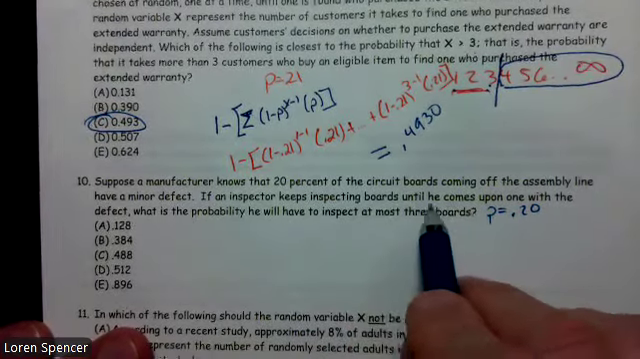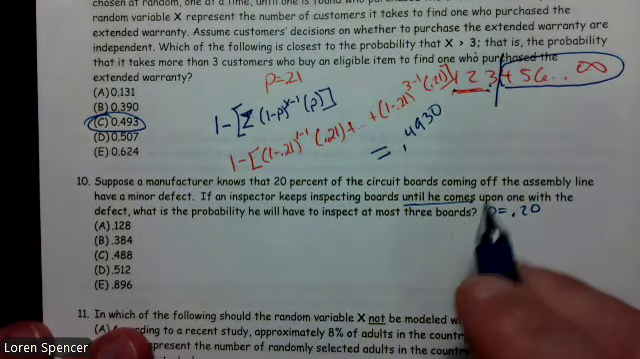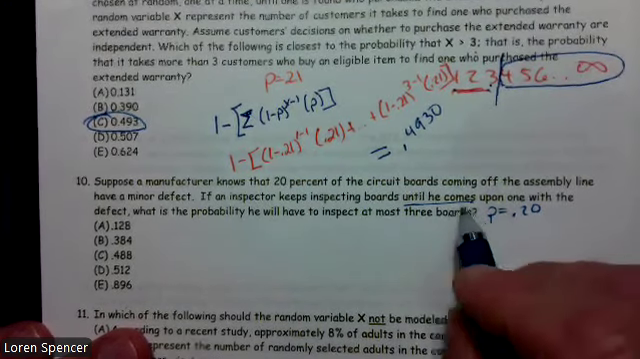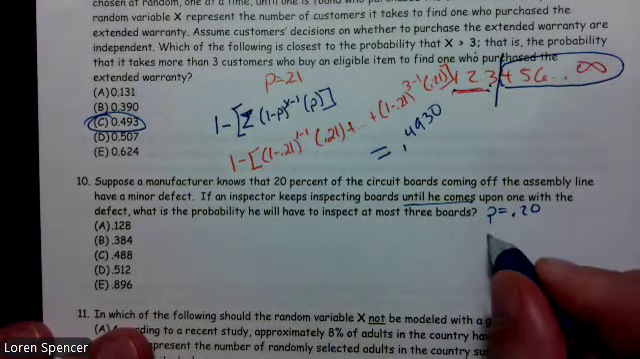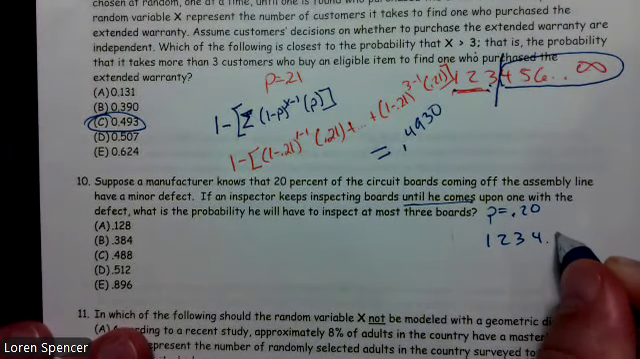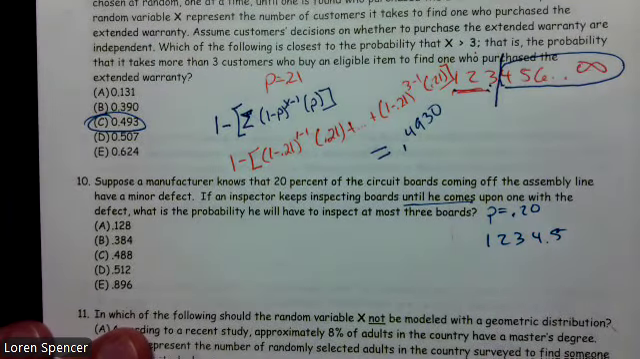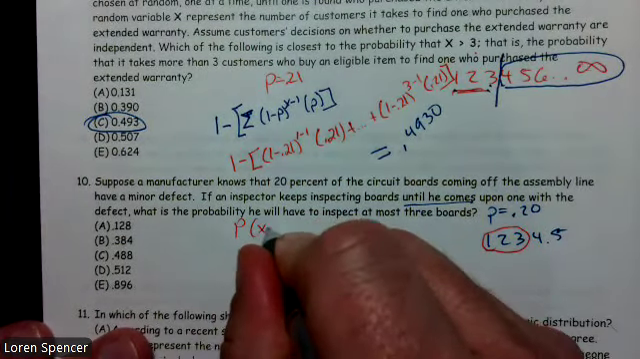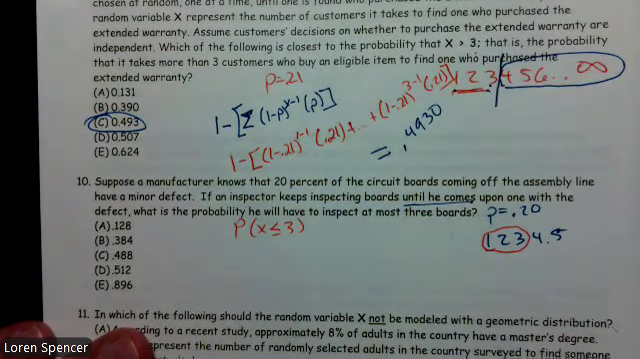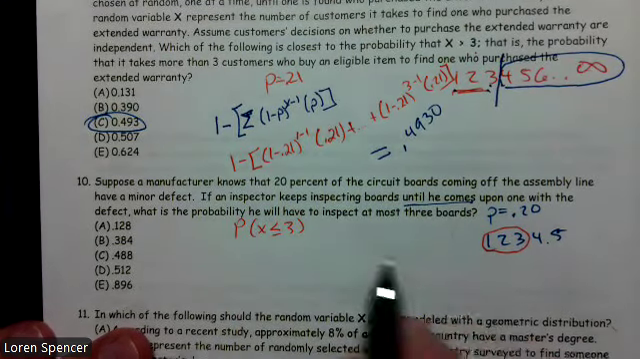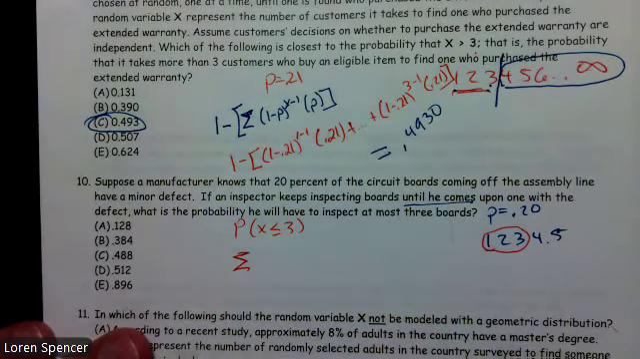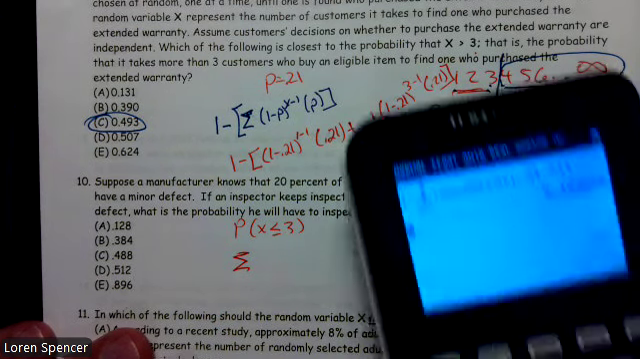He's going to keep inspecting until he comes upon one, so that means he's going to inspect until he finds the first one. We want to know the probability that he has to do at most 3. 1, 2, 3, 4, but we said at most 3, so we're looking for these values right here. So we want the probability that X is less than or equal to 3. But I have more than one value, so this is going to be a summation of a geometric. Infinity is not circled, so I don't have to do the 1 minus like I had to above.